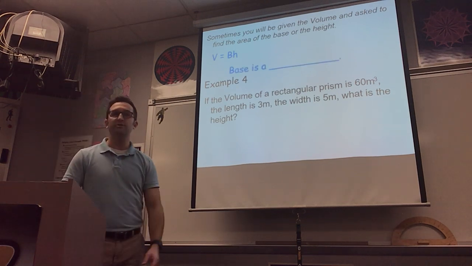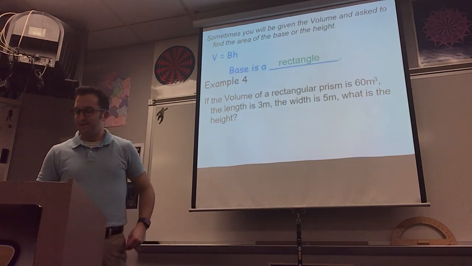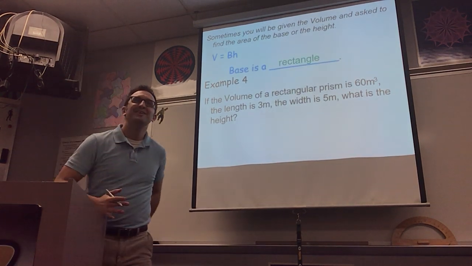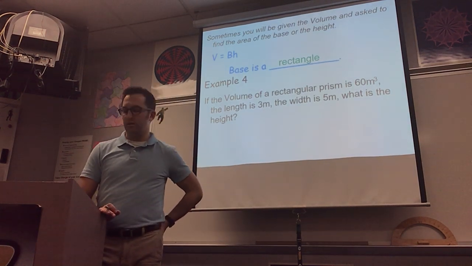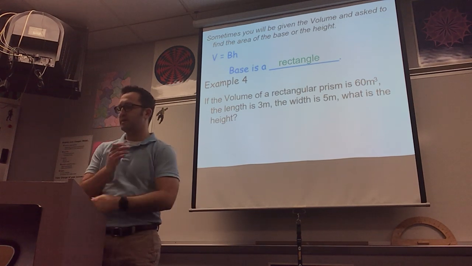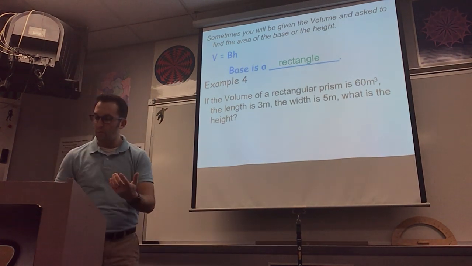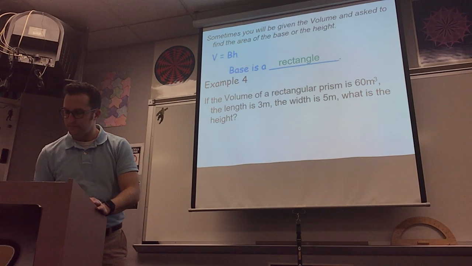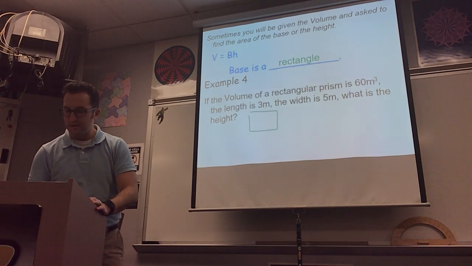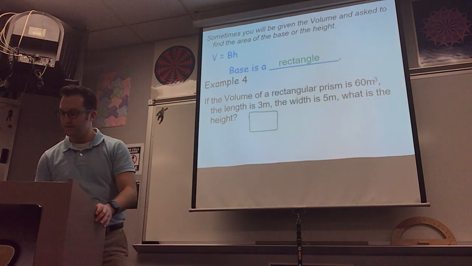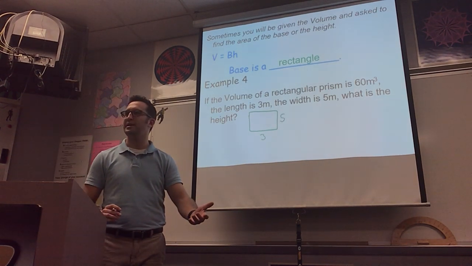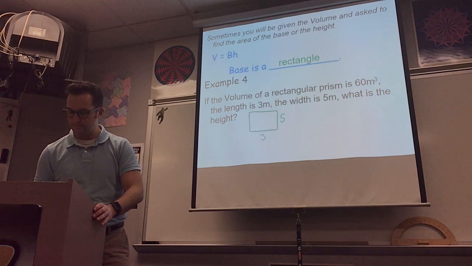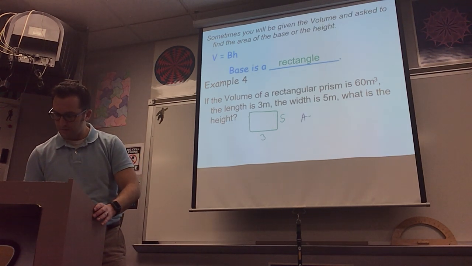You need to write that down. How do you know the base is a rectangle, Tori? Because it straight up tells you, right? Rectangular prism. What if on the next problem, read it real fast. Tell us what the base is going to be on the next problem. Circle. So we should draw this base, shouldn't we? The length is what? 3. The width is 5. So hey, look, I can find the area of the base. Area of the base equals base times height, which is 3 times 5, which is 15.